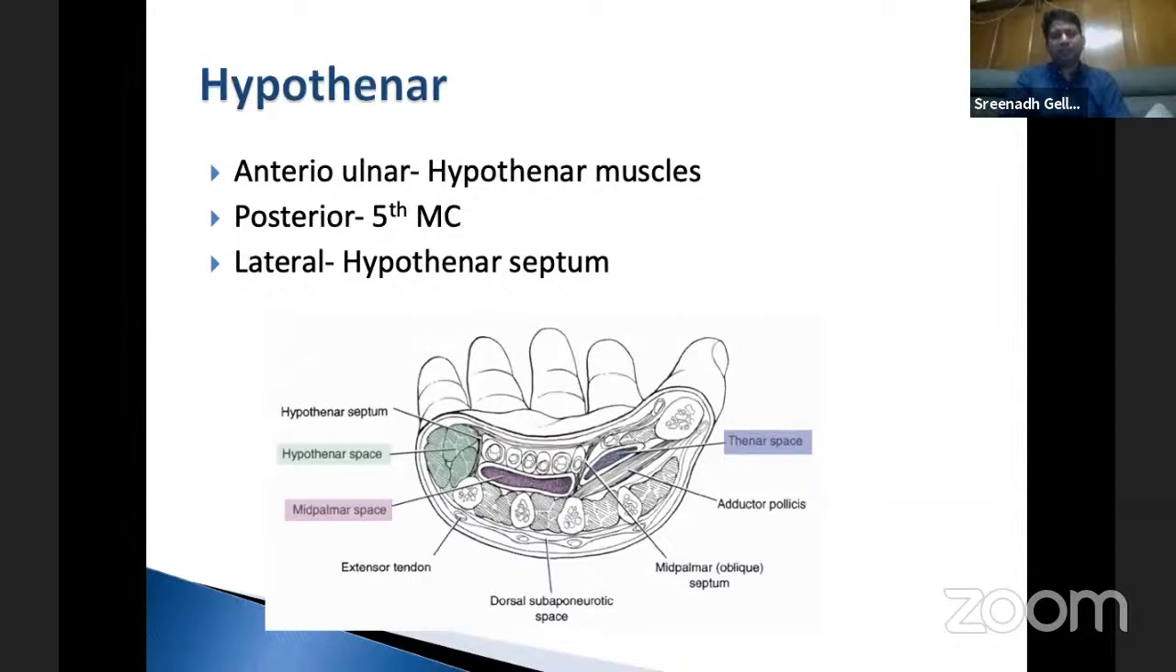And the hypothenar collections, the hypothenar space: throughout my almost 4 or 5 years as a consultant hand surgeon, and also previously 2 years in my fellowship, I've seen only one case that I can say was a hypothenar collection. These are very rare, and majority of them, even if they present, are very vague, and usually they present with pain on moving the little finger.